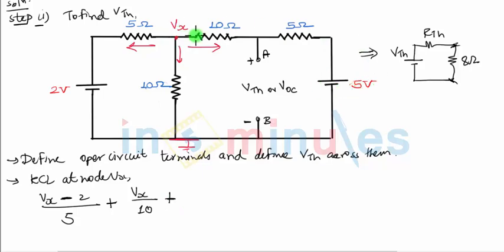There's a voltage source here. So like we had written Vx minus 2 upon 5, it will be Vx minus 5 divided by, now see these two resistors are in series, so the total resistance will be 10 plus 5, that will be 15, and this will be equal to 0.